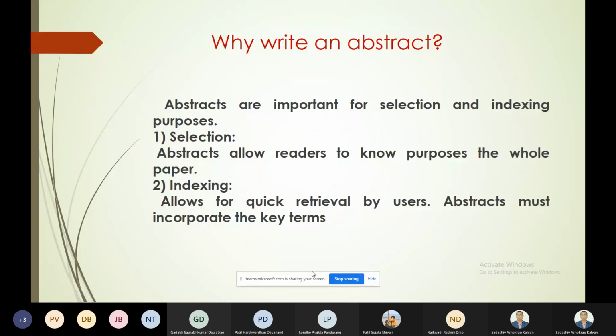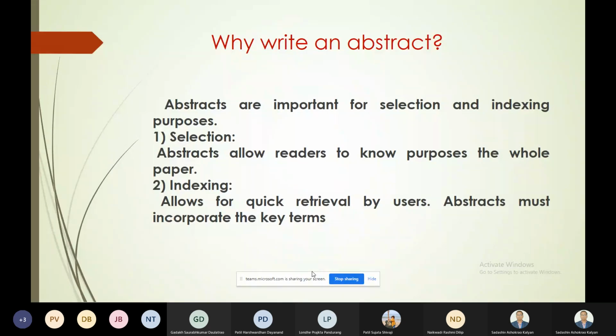Now another question can automatically come to your mind after doing the systematic study about the introductory part of our report. Here we need to also understand why to write an abstract. As I said earlier, you should have a clear-cut objective. If you are trying to write your research paper on diversification in agriculture, first of all you should have the objective why you are writing your research paper. Selection and indexing are the two major purposes of an abstract.